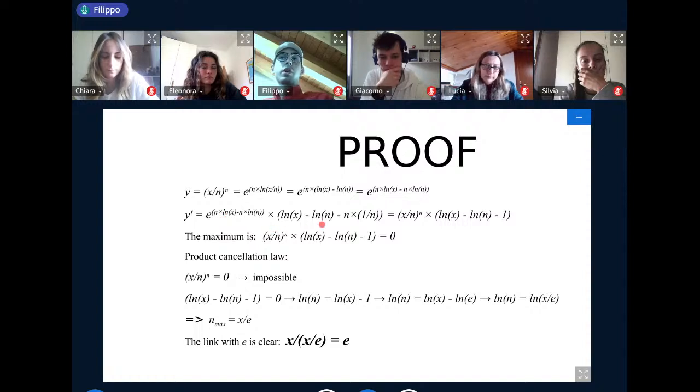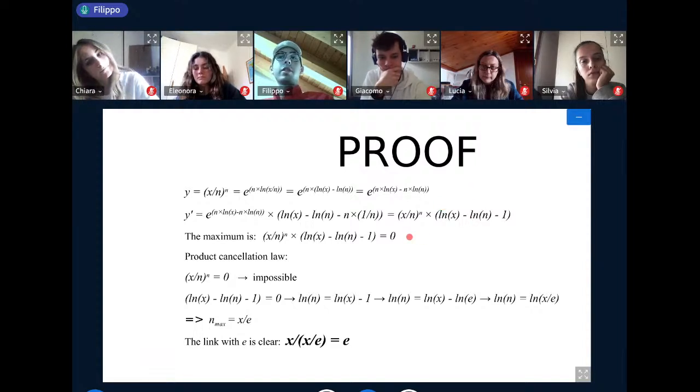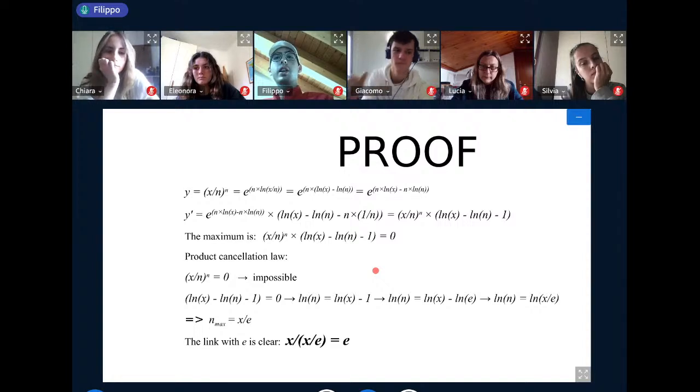For those who don't know, the maximum is found by setting the derivative equal to 0. And so we did. With some elementary passages, it's possible to highlight that the maximum of the function is strictly linked to e. We are done. In Italian, we say CVD.